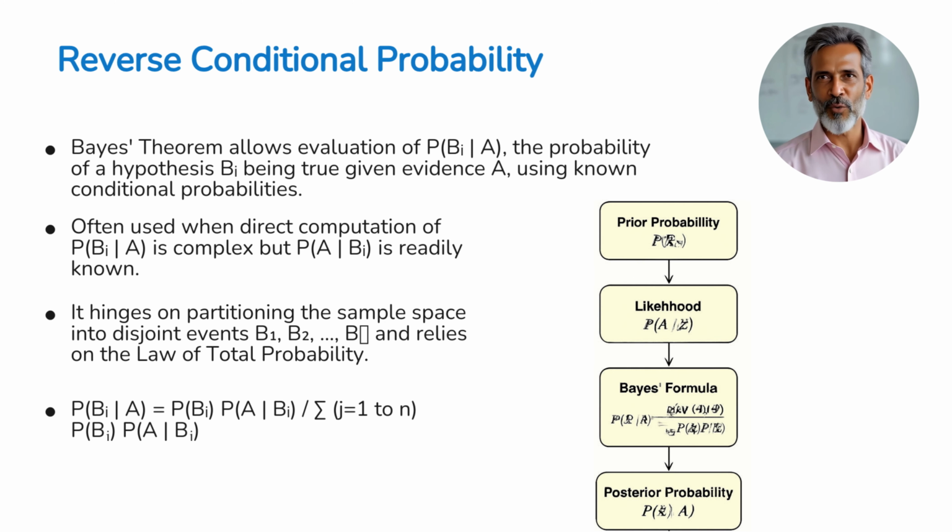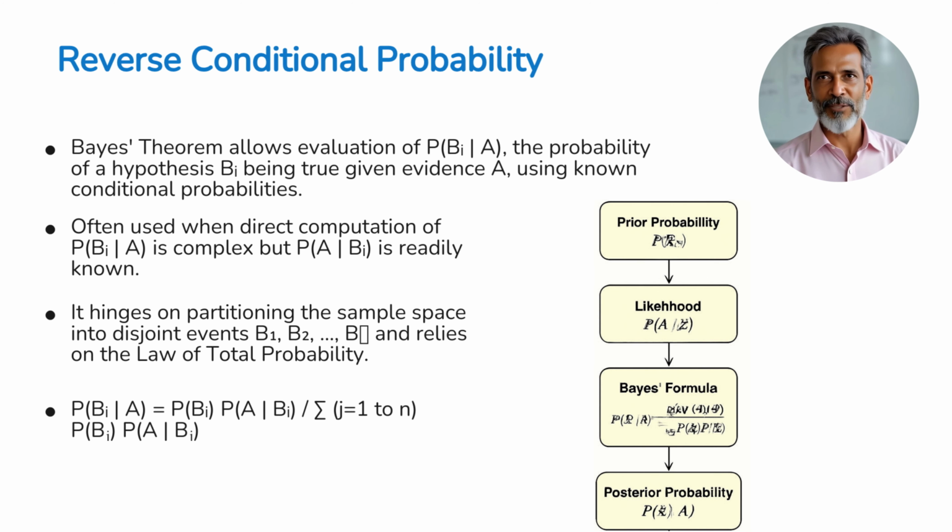Imagine you divide your whole range of options into several separate, mutually exclusive events like B1, B2, all the way to Bn. These events cover the entire sample space without overlap, and our evidence A can come from any of these. This relies on something called the law of total probability, which sums up the chances across all these possibilities.